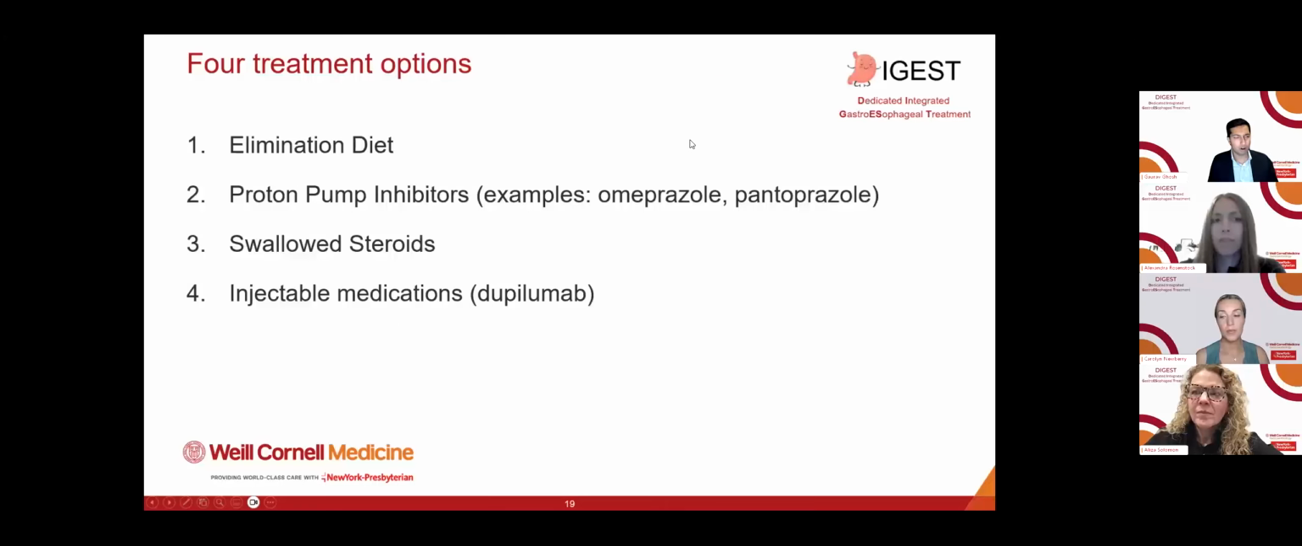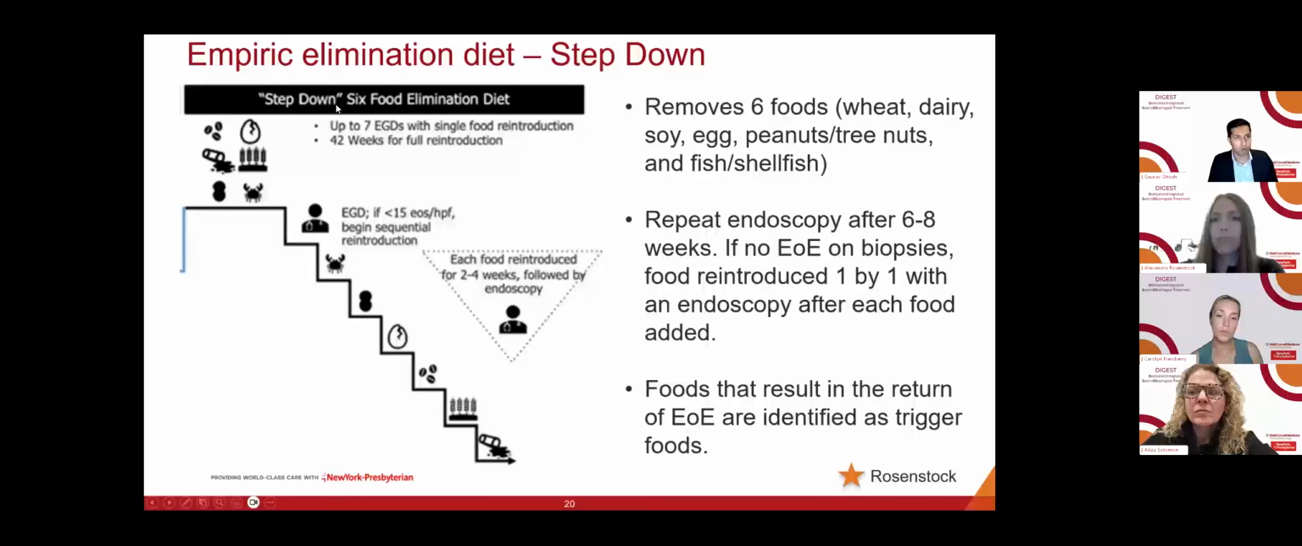Well, classically, there are four treatment options, and we're going to go through them one by one. The first is an elimination diet. Really, a food elimination diet is what we're talking about here. The next is the proton pump inhibitors. Those are those anti-acid medications our patient was on, like the pantoprazole. Swallowed steroids is the third category. And then the last is biologic injectable medications like dupilumab. So, Alex, maybe you can start us off with our elimination diet here.